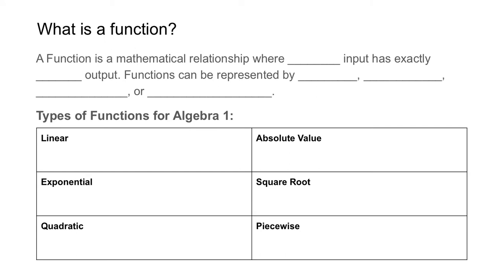All right, so let's start by talking about what a function actually is. A function is a mathematical relationship where one input has exactly one output. That means that if you put a number in the function, you're going to get a number out of the function. And if you put that same number back into the function again, you'll always get that same output back out. There's no way to get two different outputs from the same input. So one input has exactly one output.